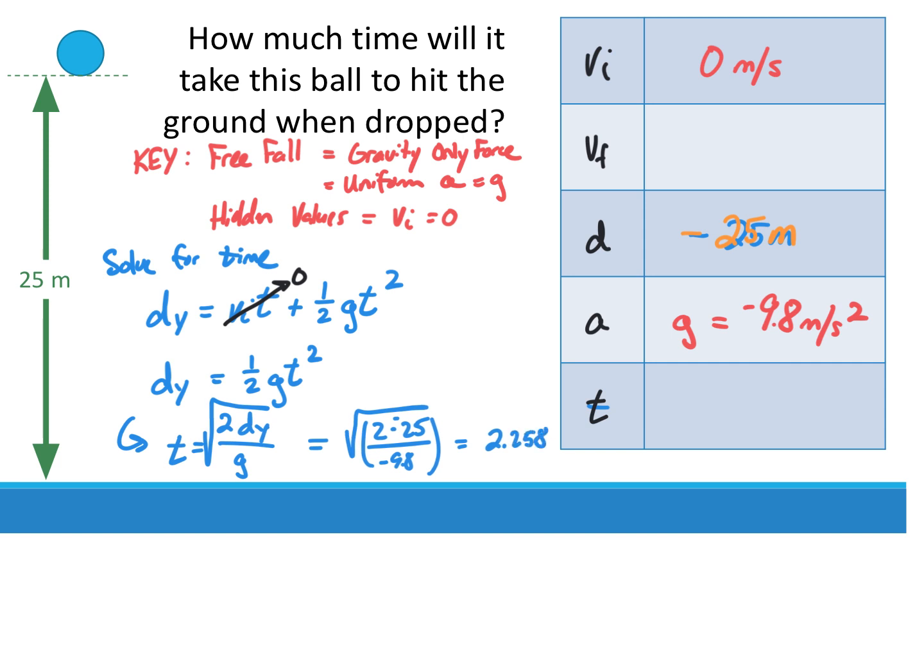Now that's pretty cool. We can use our equations to not just find the hidden values, but use our knowledge of science and physics to find that time, which is 2.26 seconds.